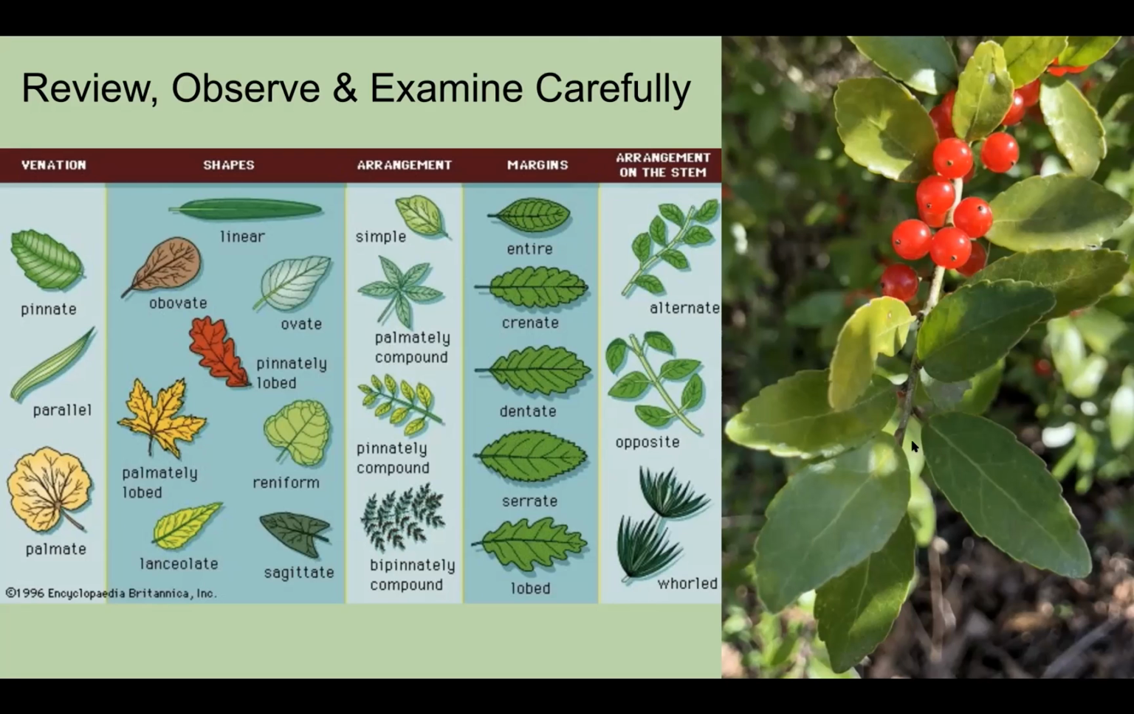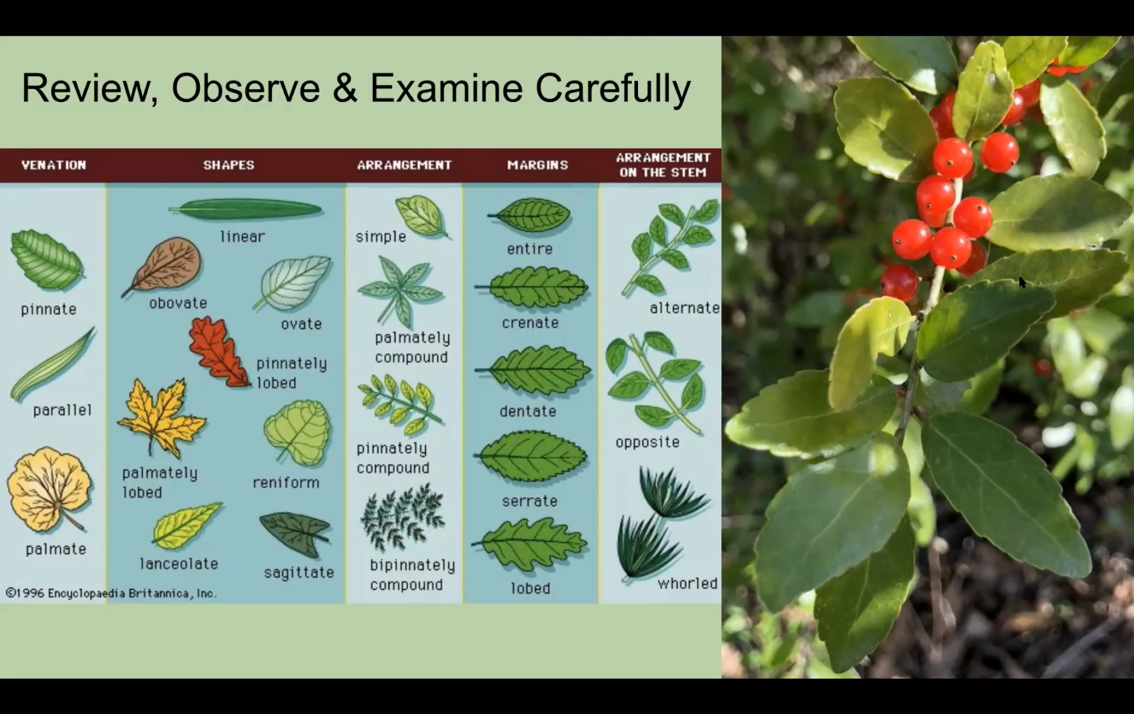The margins means what does the edge of the leaf look like? So the edge of the leaf kind of has like a little dull serration. So it's not a sharp edge, but it does have a little lobed edge to it. And then the arrangement on the stem. So if you take a look at the stem here, and then look at the leaves coming out of it, the leaves are alternating in their direction. So this has an alternate stem arrangement.